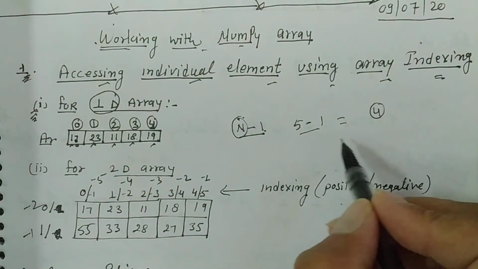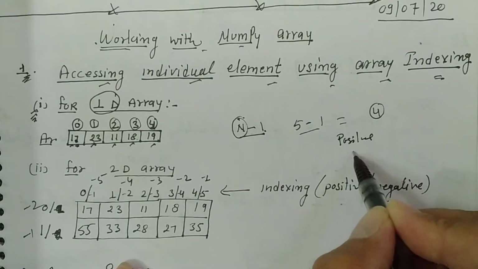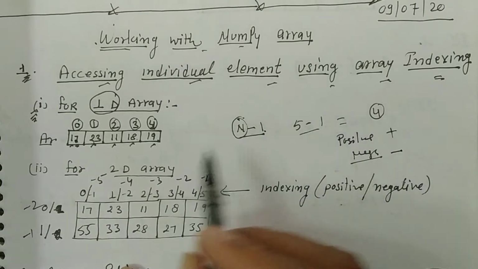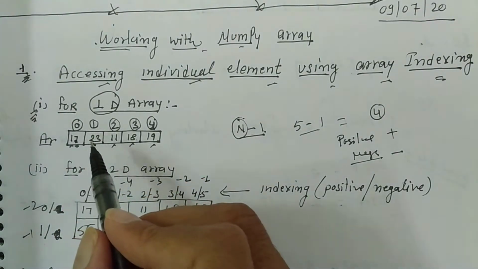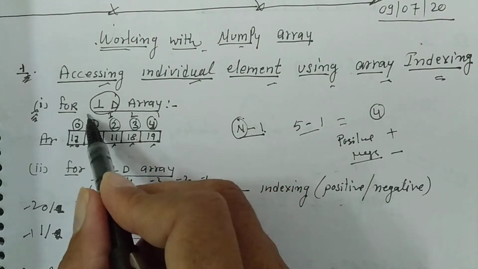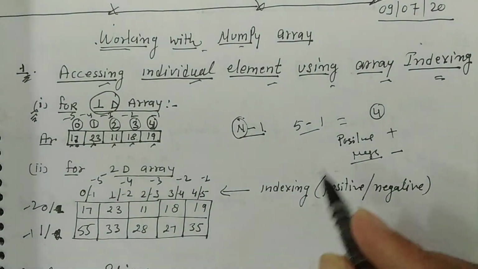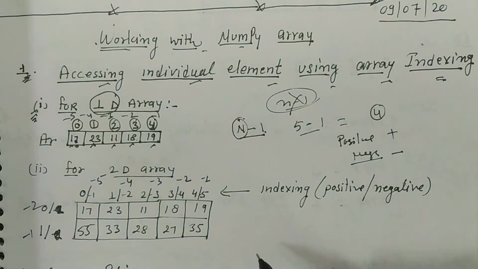Index has two types. One is positive and the second is negative. Positive index starts with 0 and negative starts with 1, so 1, 2, 3, 4 and 5. But it will not run with n minus 1. So for negative indexing we are not using n minus 1.